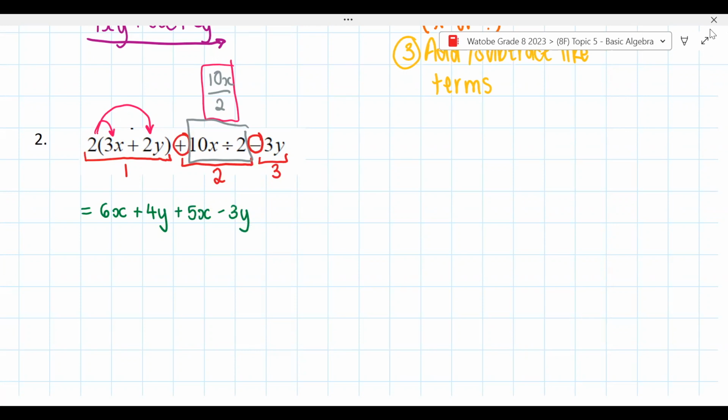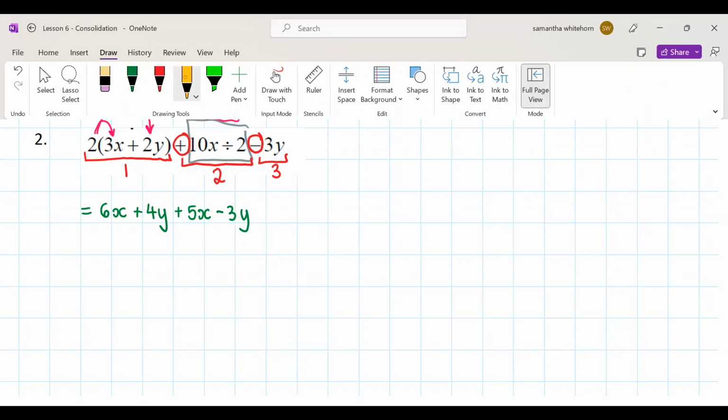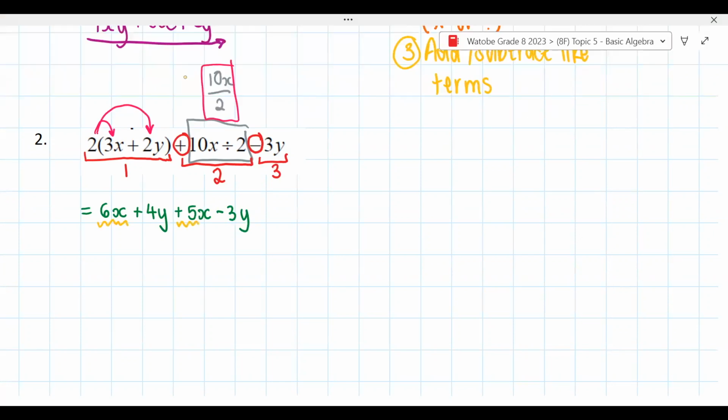And then I grouped the ones that match. I found 6x and 5x, and then I added 6x plus 5x, and I got 11x. And then I said 4y minus 3y, and then I got 1y. Perfect. Well done.